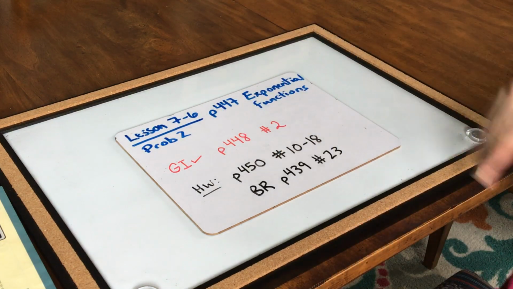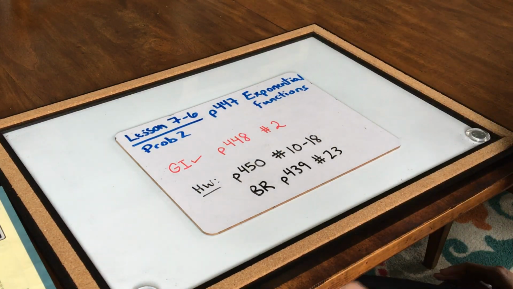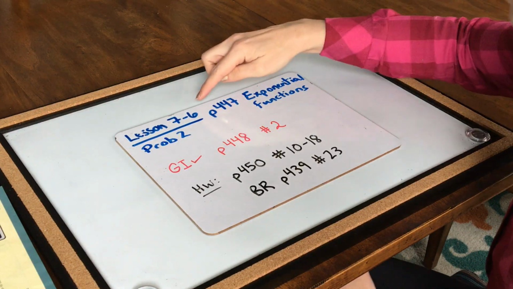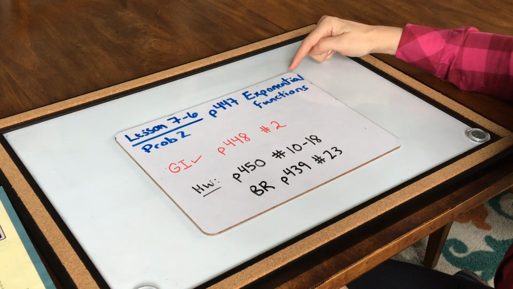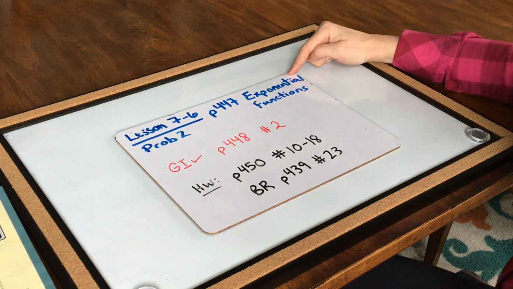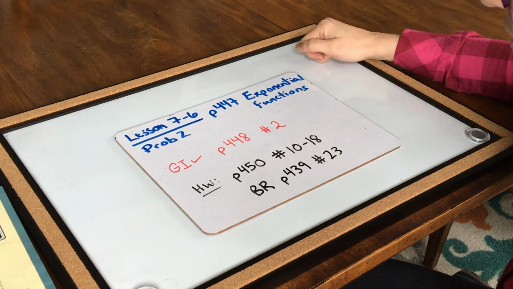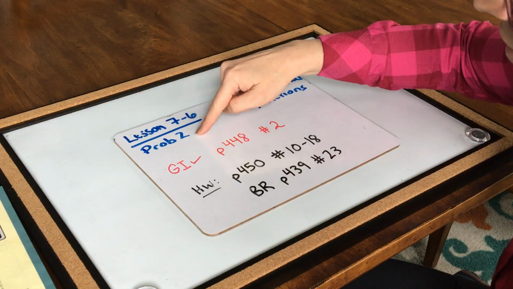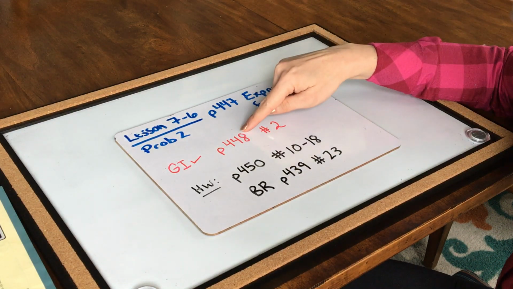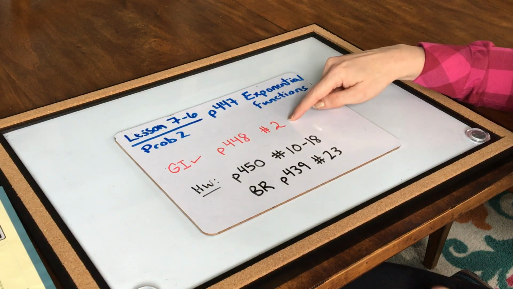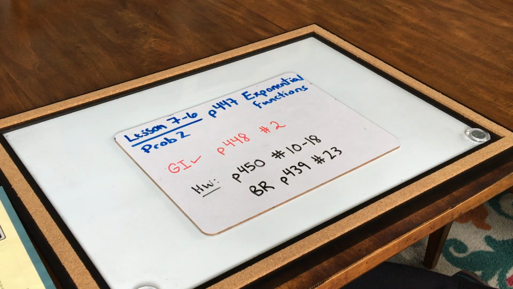Hi, 8th grade. Today is Thursday's lesson, and today we're going to be doing lesson 7-6. That starts on page 447, and today's lesson is on exponential functions, so this is something that is brand new. We're going to be working on an example from problem 2 today, and then your gotta check is going to be page 448, number 2, so we'll get to that in a second.